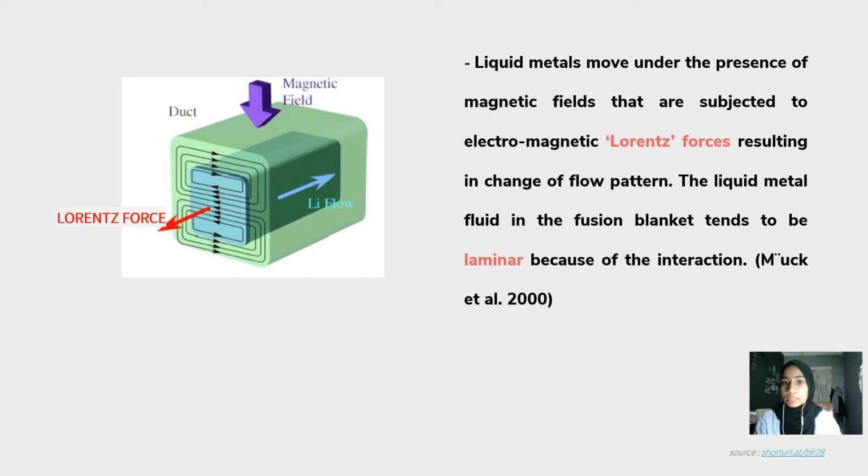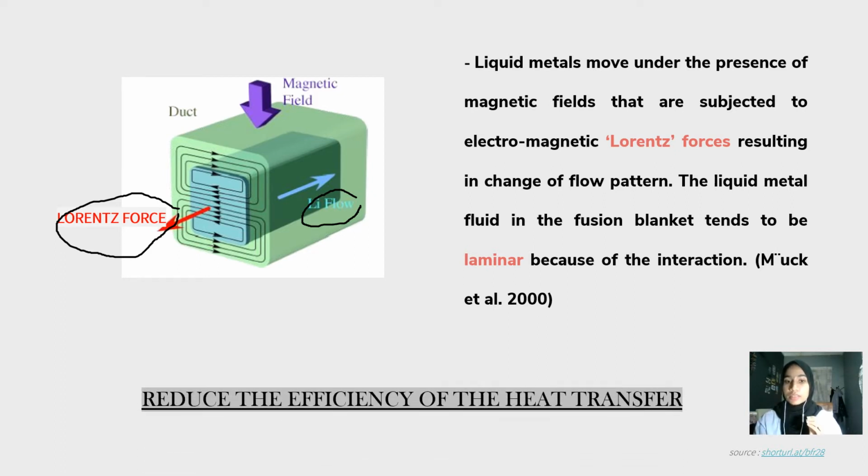The liquid metal fluid in the fusion blanket tends to be laminar because of the interaction. As we can see from this figure, the Lorentz force is opposite to the lithium flow, which is the liquid metal. Hence, the interaction can reduce the efficiency of the heat transfer.